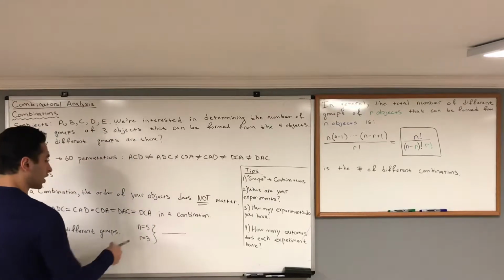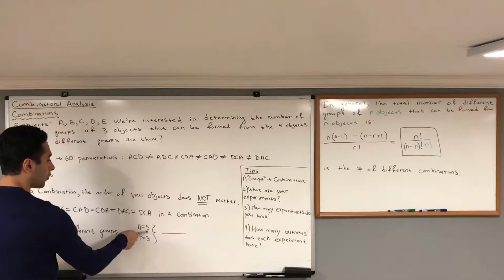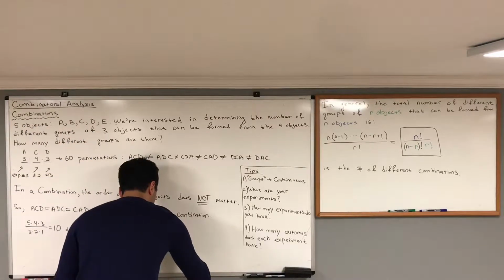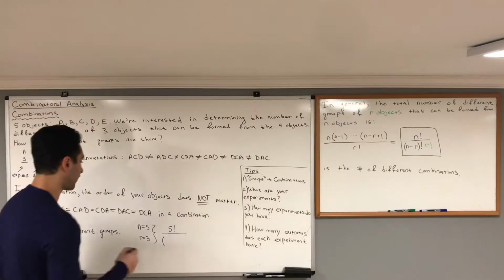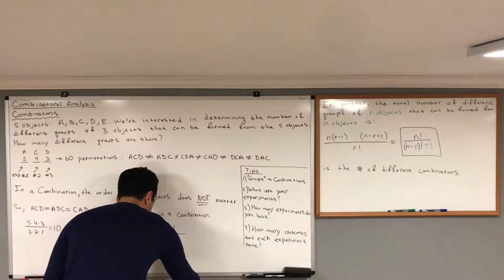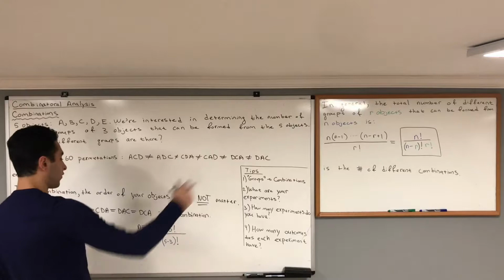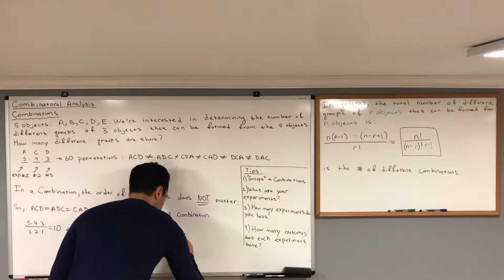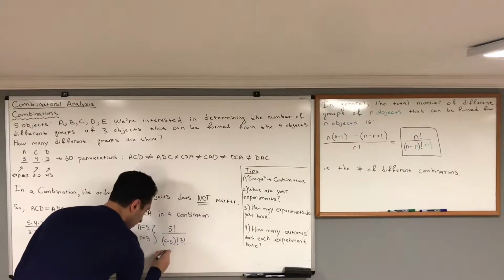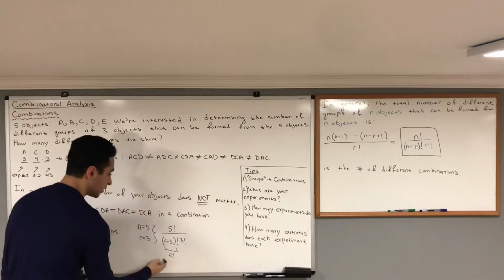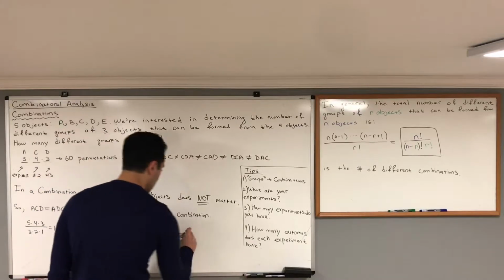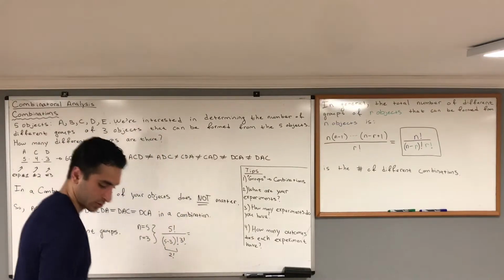In the numerator, I should have n factorial. Oh, but n equals 5, so 5 factorial. And then I'm subtracting 5 and 3. So 5 minus 3 is 2. So 5 minus 3 factorial times r factorial. R factorial is 3 factorial. And this is just 2 factorial, right? 5 minus 3 is 2, and then 2 factorial.